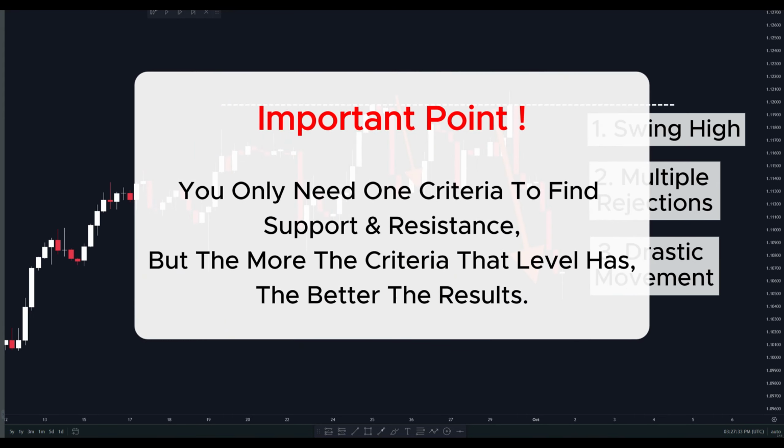Here's an important point. You only need one criteria to find support and resistance. But if the level meets more than one criteria, then that level will be more valuable and it will give you a better indication.